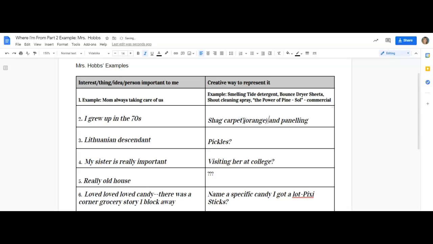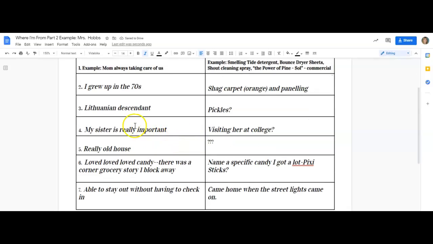That's very 70s decor. I'm also pretty proud of my Lithuanian descent, and I thought, how can I share that? And so I put, my grandmother used to make these pickles, and they would be in a crock. They'd have to let them ferment for like a week or something. And it was always a really good memory to reach your hand in the crock and pull out a pickle.